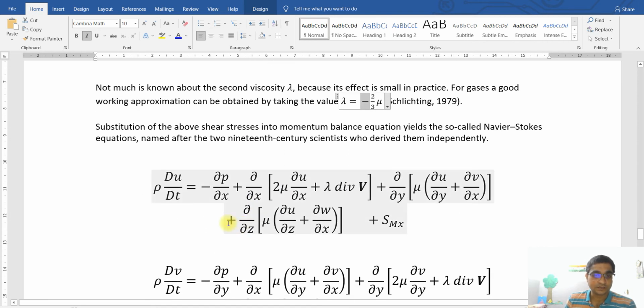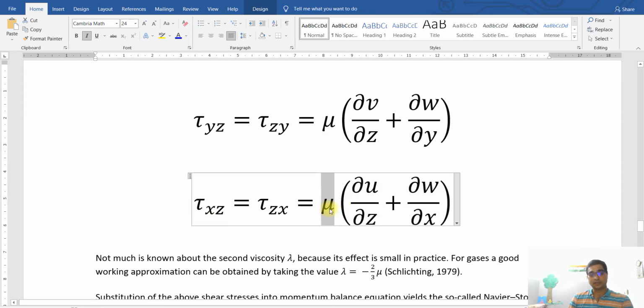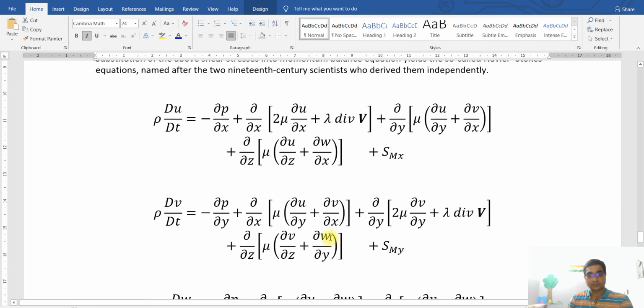So we would like to put all those values of the shear stress in terms of velocity gradient. The stresses are written in terms of some constant, and that constant is mu, the dynamic viscosity of the fluid, with some velocity gradient. And so let us write that.